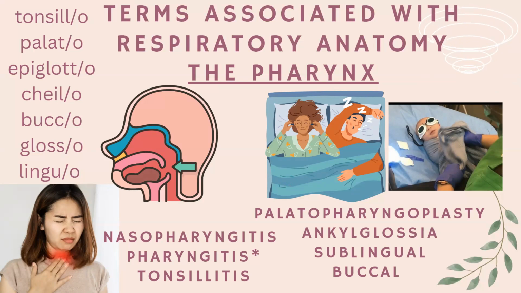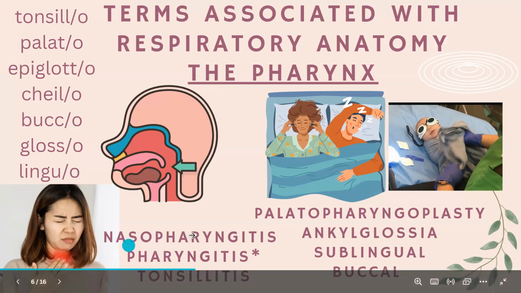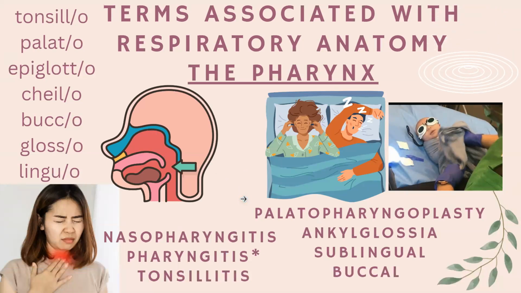So our first 3 words here all end in itis. That's our favorite suffix by now. We've seen it the most probably. So that is going to just mean inflammation. So nasopharyngitis versus pharyngitis. Obviously, the only difference here is that we have an additional combining form, our nas/o. So that's going to be inflammation of the nasal cavity and our pharynx.